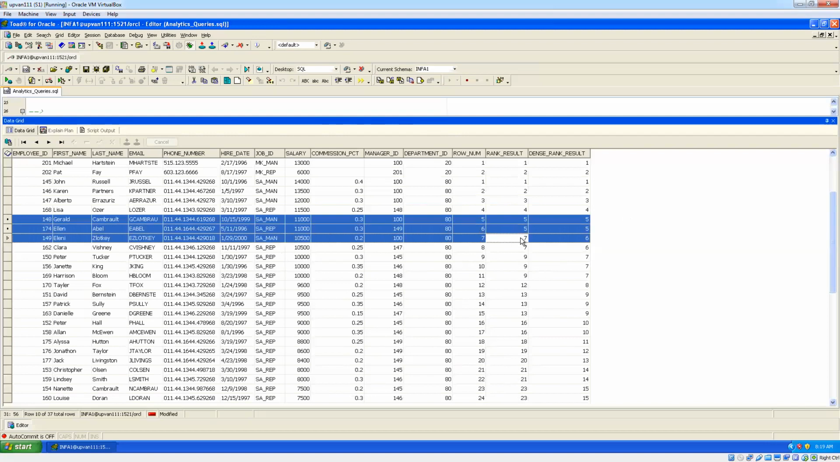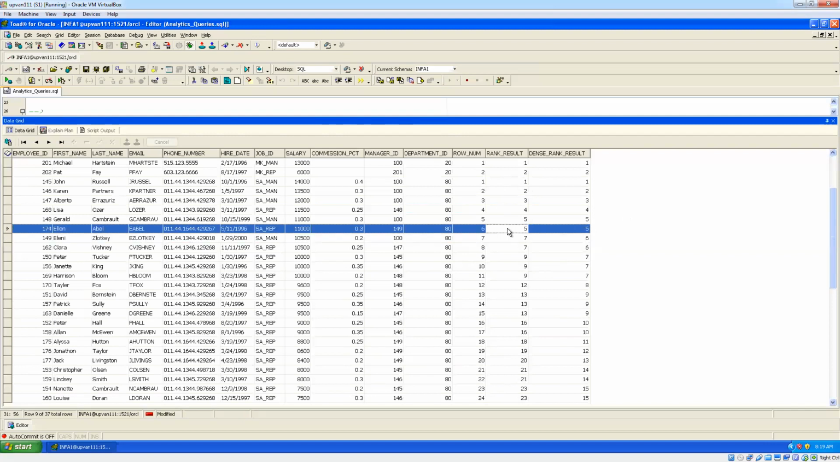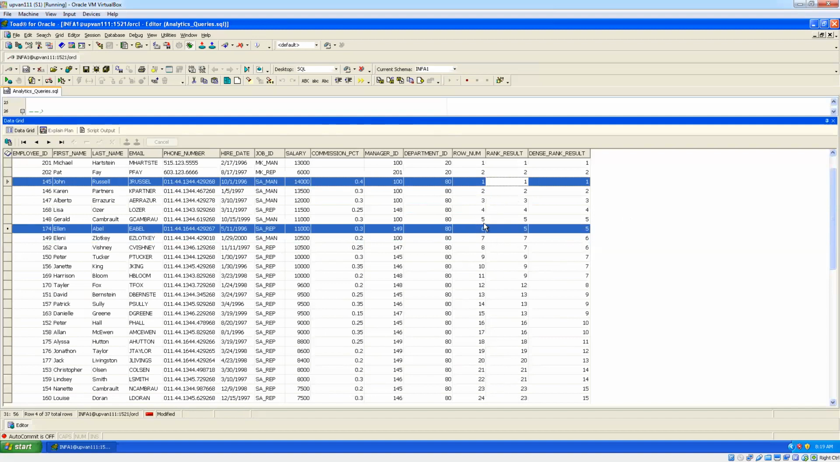How about the next person? How many people in the same group are earning more than this person? 1 till 6, so 6 people. Yes, 6 people making more than. So what will be the result of rank? 7. What will be the result of dense rank? The result of dense rank will be 6, because we cannot skip a single digit.